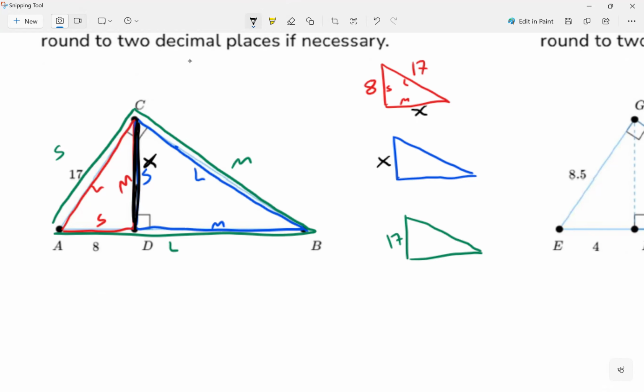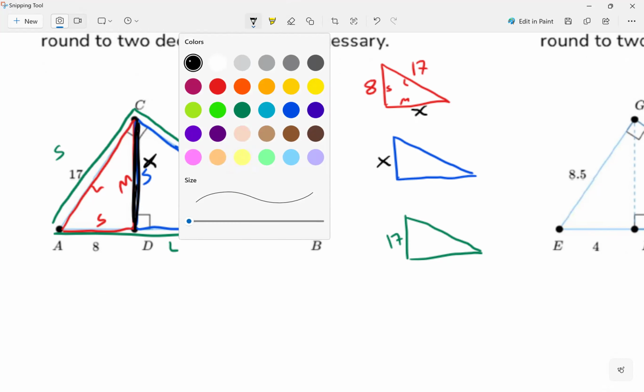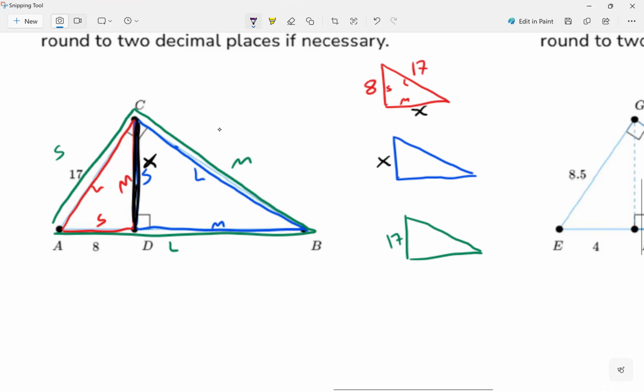What's another side I need to solve? Let me use purple here. I need to solve for this side, right? Let me call this Y. So the medium side on the blue triangle, I need to solve for that. And the large side, the hypotenuse of the big triangle, I'm going to call it 8 plus Y.